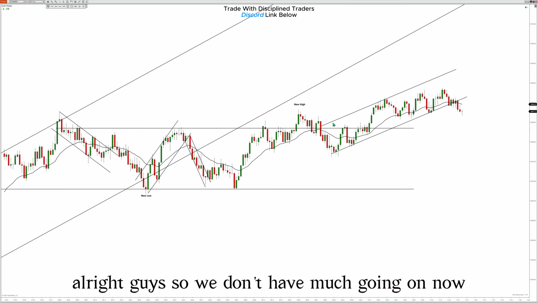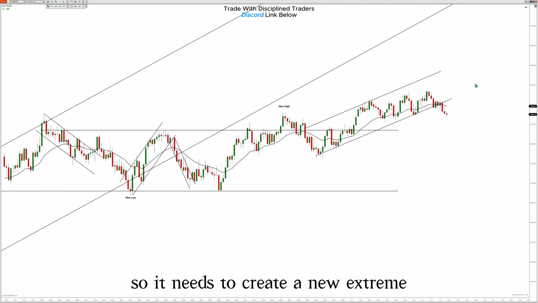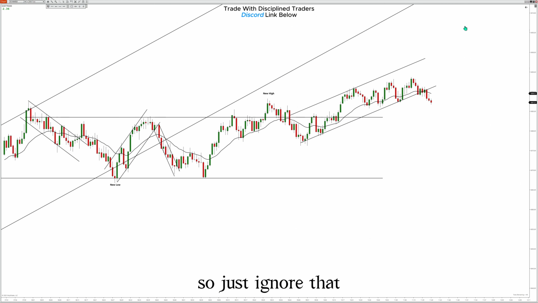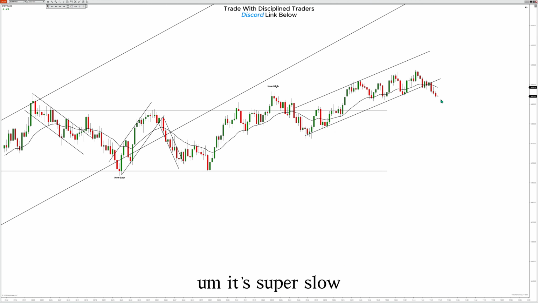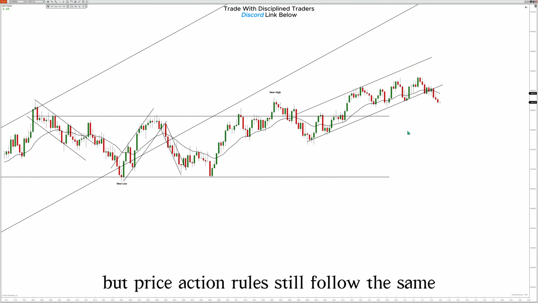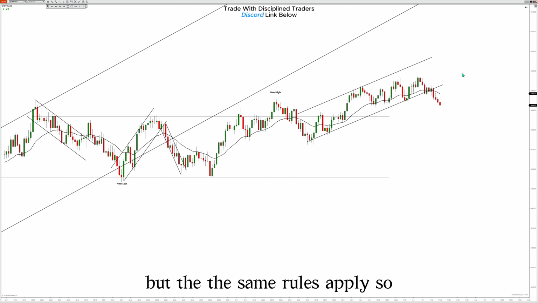Alright guys, so we don't have much going on now, but we do have this small uptrend working higher. We had a break outside of this channel, so it needs to create a new extreme. Ignore these channels here. That's just from the original trend that already has a new high, but I drew the lines that persist forever, so just ignore that. We broke out of this channel, this small trading range here. We have an uptrend working higher. It's super slow. The ATR is 2.2 right now, so it's really difficult to make a video on this kind of price action considering how slow it's moving, but price action rules still follow the same guidelines regardless of how fast the market is. So it just takes longer for the market to form, but the same rules apply.